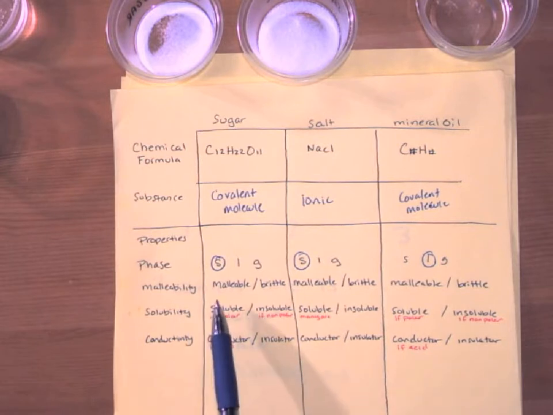The next thing we're going to look at is the malleability. So remember, malleable means that if you bend it, it's going to bend, or if you hit it, it's going to dent.